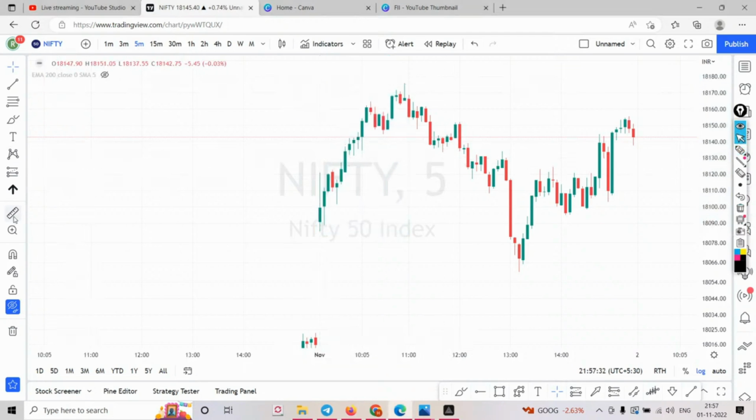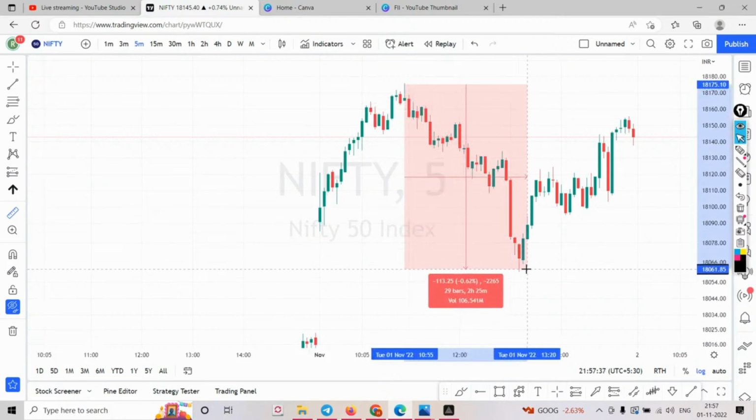Okay, so from 11 o'clock till almost 1:30, we clearly see that the market was falling. We clearly see it made almost 0.62%. It went up and then it slowly came down.